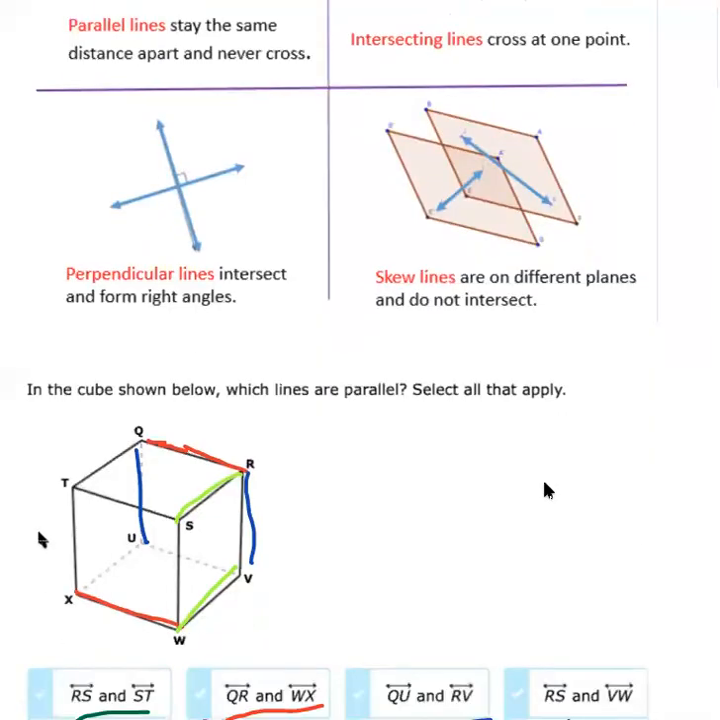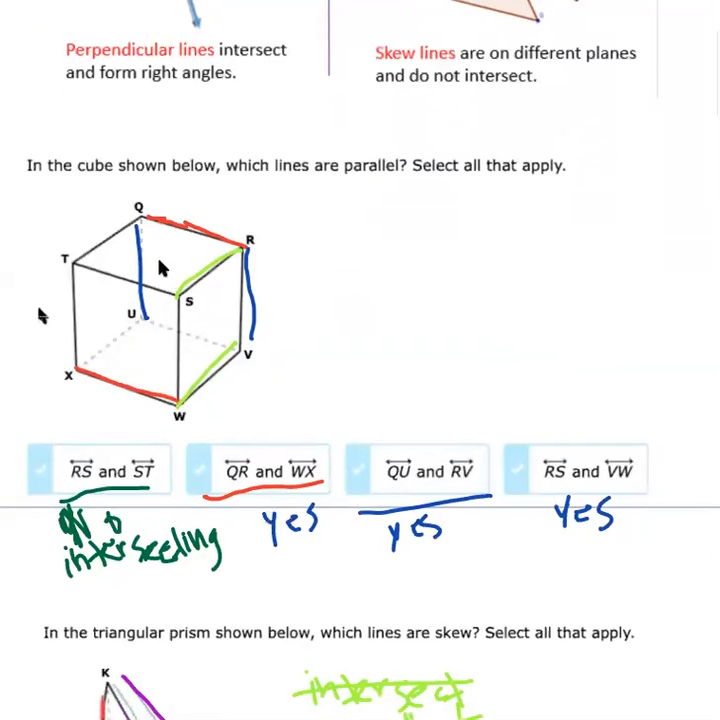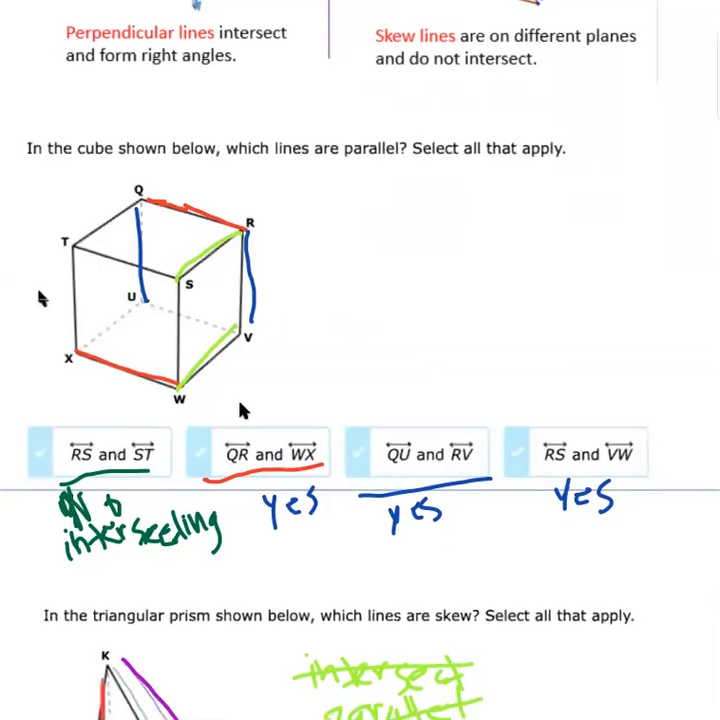All right, so looking at an example: in this cube shown below, which lines are parallel? Select all that apply. Okay, so this is what the IXL problems are going to look like. Looking at the different options, we have the green right here. Excuse me, they are intersecting, so they're not going to be parallel. We have RS here, and we have ST, which is right there. They're actually connected at that S point, so that's not going to work. The other three do work.